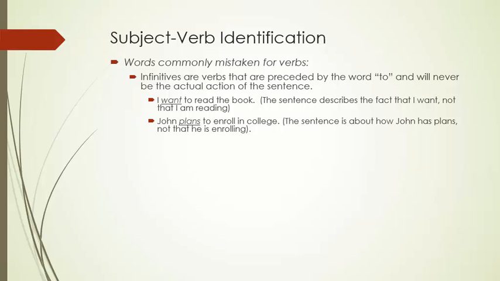John plans to enroll in college. Same thing is happening here. Planning is what John is doing, but enrolling is what he plans to do. So once I've put "to" in front of it, it becomes an activity. It becomes a thing rather than an action for that particular sentence. Now, if "enroll" was the verb of the sentence, it would be something more like "John enrolled in college" or "John enrolls in college." But again, in this case, John's not actually enrolling in the sentence.